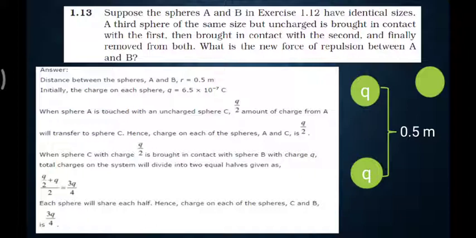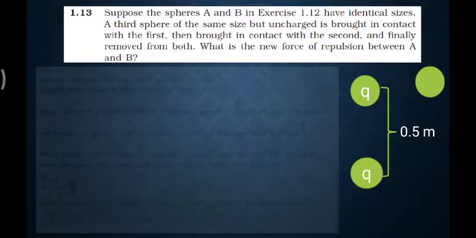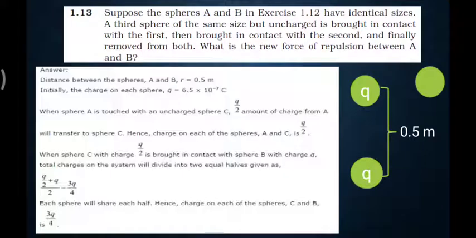For this question, you have to know about the total system. What is the total system charge? What is the charge on B? Q. What is the charge on C? Q by 2. So what is the total? Q plus Q by 2 is 3Q by 2. This is the total charge, and after the equilibrium condition it is half of that, 3Q by 2 divided by 2, which is 3Q by 4, and this is the charge on each of B and C.